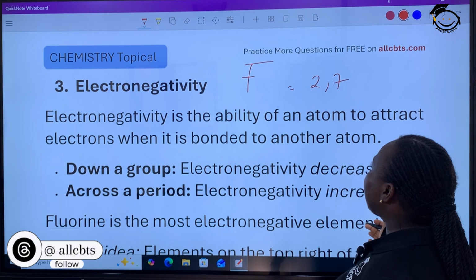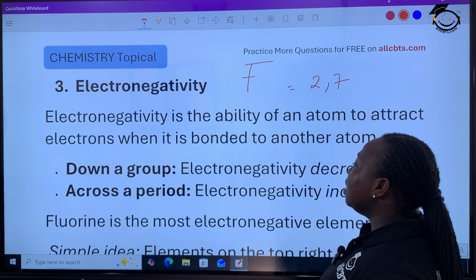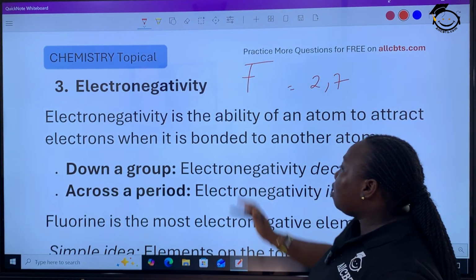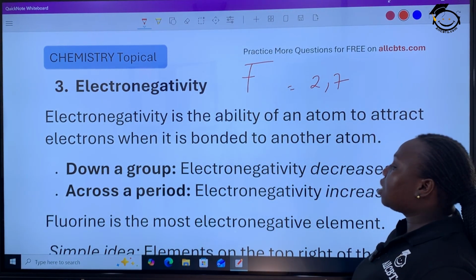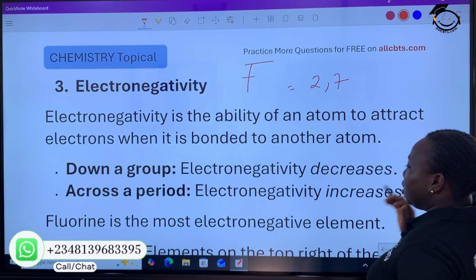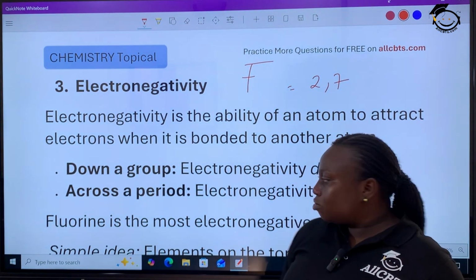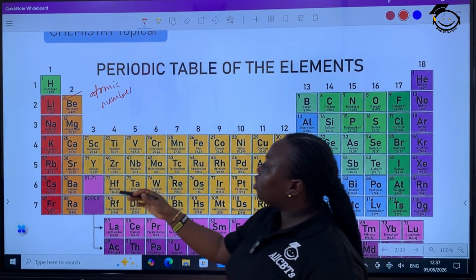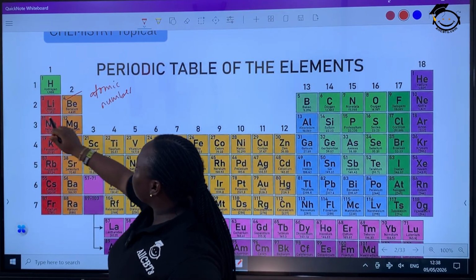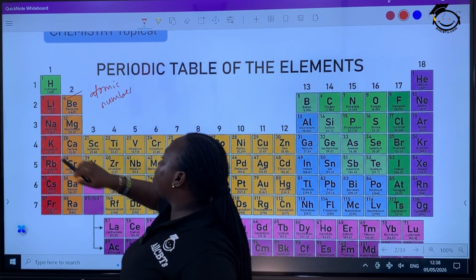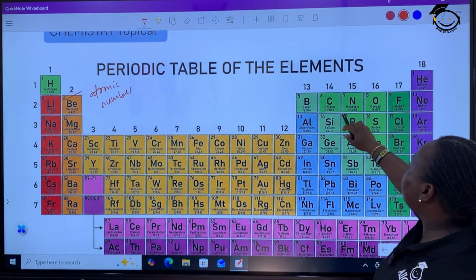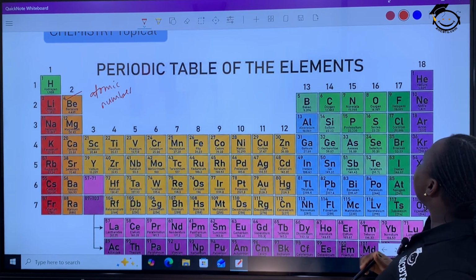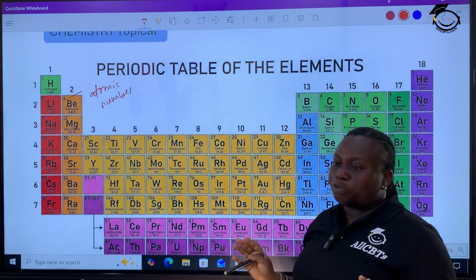bonded to another atom. Now what happens to this electronegativity down the group and across the period? Down the group, it decreases, while across the period it increases. Now why? Let's go back to our periodic table and check why that happens. If you look across the period, let us say we are going from lithium to beryllium to boron to carbon to nitrogen to oxygen to fluorine to neon.